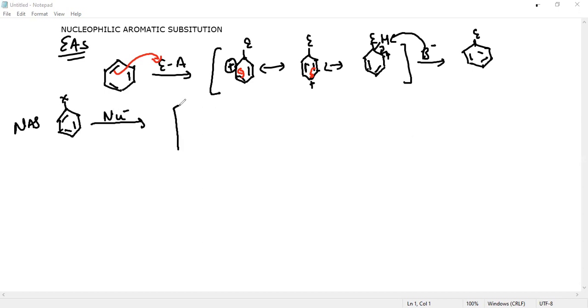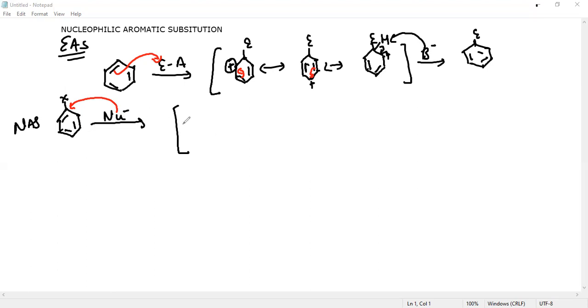So let's see what will be the result of that. What do we have next is the attack of the nucleophile. Let's say it will attack here. Why will it attack here? Because this is a carbon-halogen bond, and as you know, halogens have greater electronegativity as compared to carbon. So this electron pair will lie closer to the halogen as compared to this carbon. So this carbon will be the most positive site in this benzene ring. So this positive carbon will invite the attack of this nucleophile.